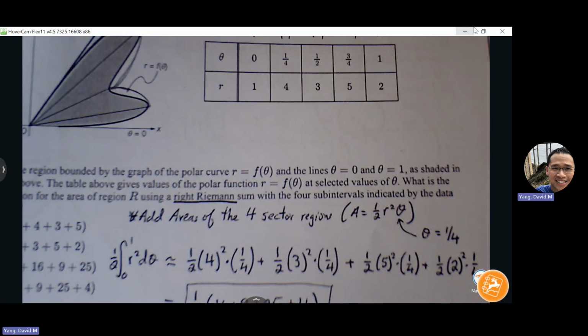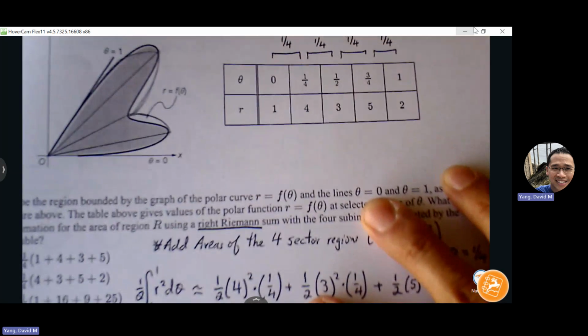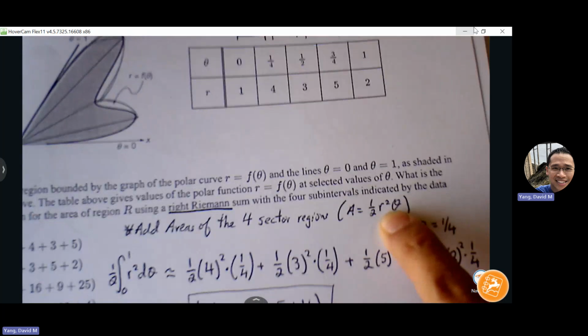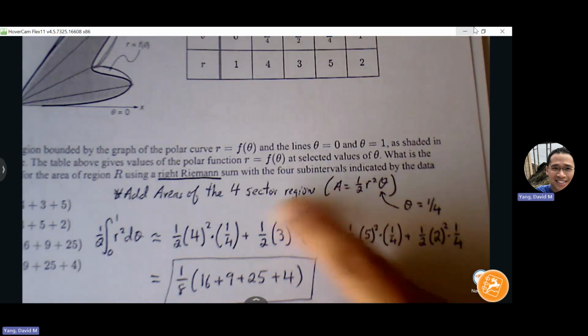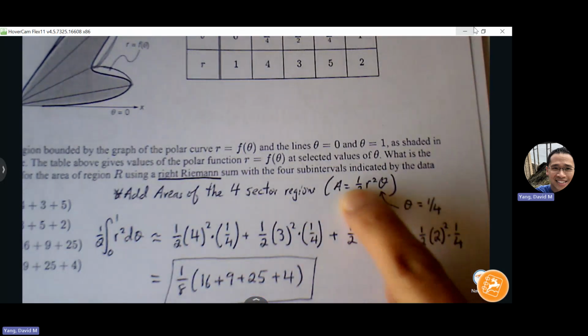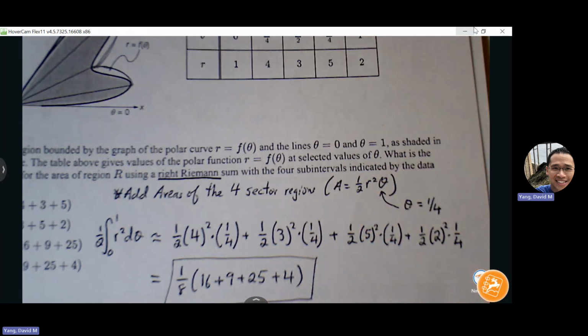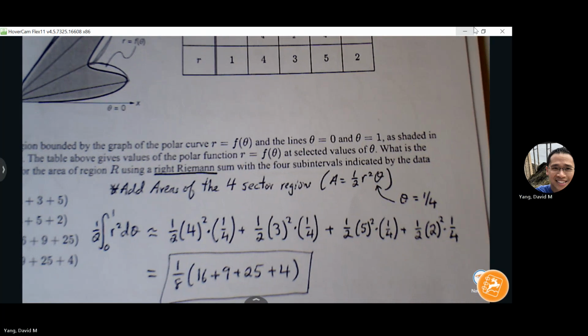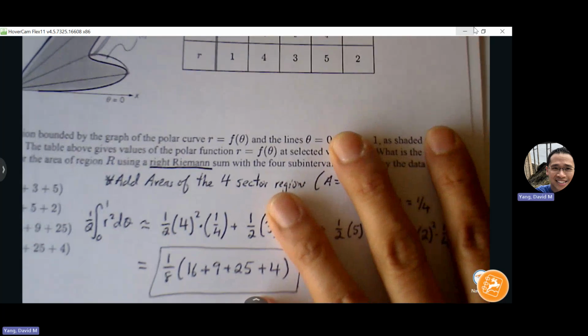I want to point out a problem here. This is on page 21, number 45. The idea is that normally when you think about Riemann sums, we think in terms of adding up areas of rectangles. But here, we're going to be adding up areas of sectors. We know that the formula 1/2 integral of r squared d theta really comes from the geometric formula of a sector region, 1/2 r squared theta. So instead of base times height, we're going to approximate using 4 sector regions.